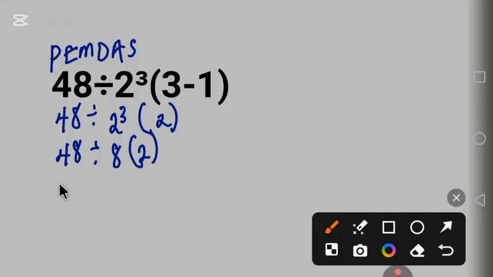48 divided by 8 is 6. 6 times 2 is 12. This is the correct answer.